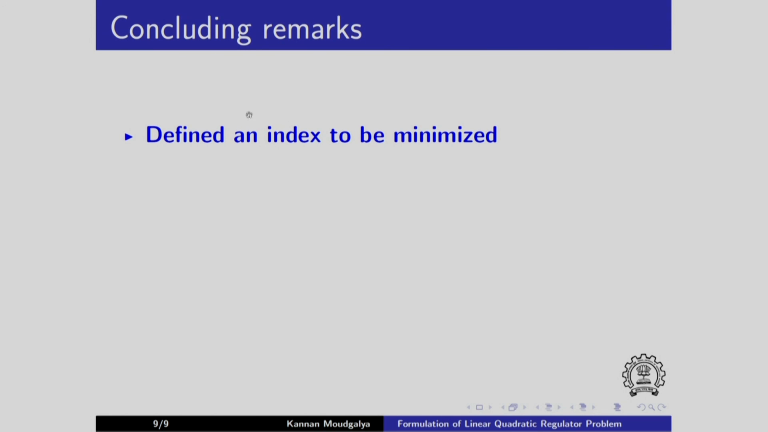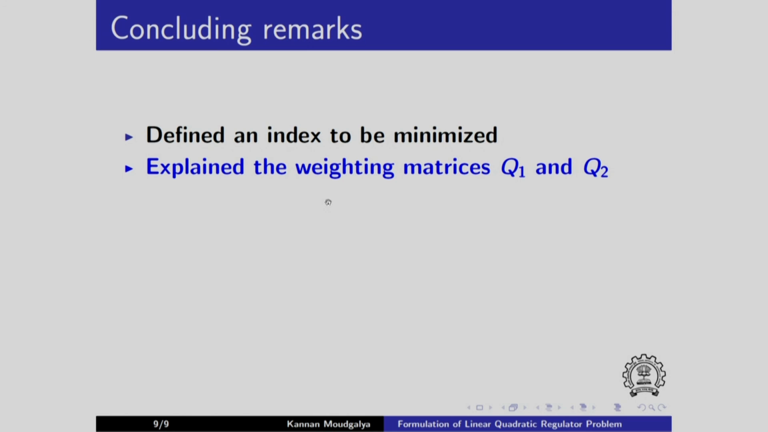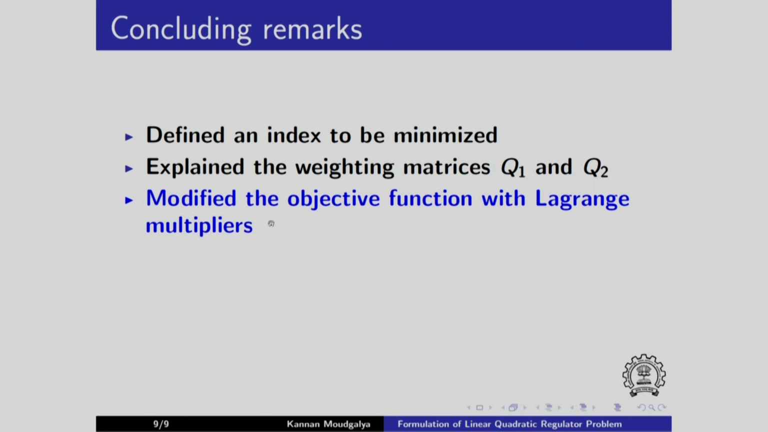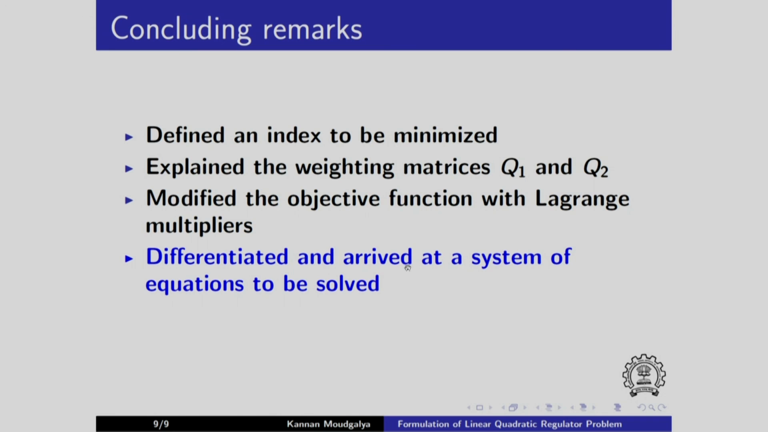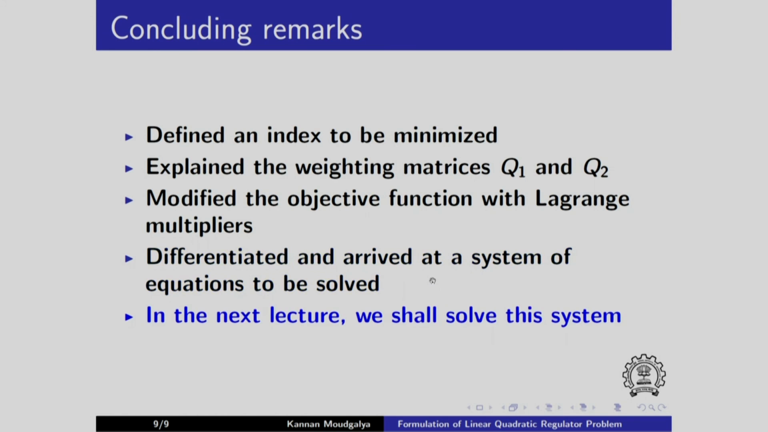To conclude, we defined an index to be minimized. We explained the weighting matrices Q1 and Q2. We modified the objective function using Lagrange multipliers. We differentiated and arrived at a system of equations to be solved. In the next lecture, we shall solve this system.